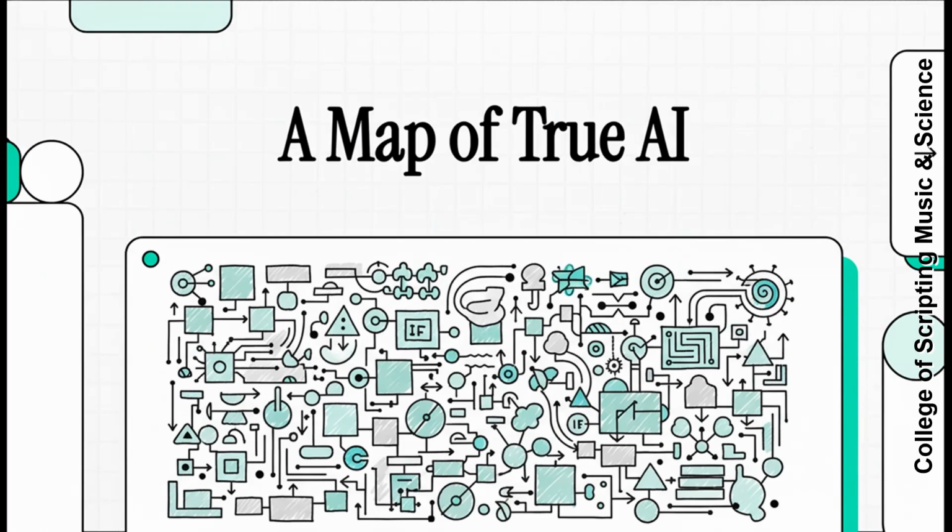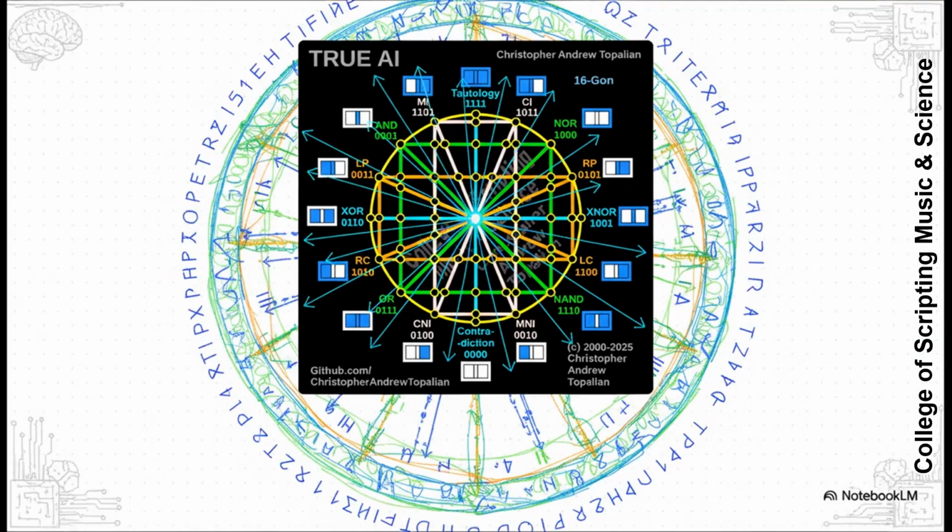So, have you ever seen a map that claims to show the blueprint for true artificial intelligence? Well, today we're looking at one. It's this mysterious, really complex diagram that its creator says holds a fundamental secret to the very nature of intelligence itself. Okay, so let's just dive right in.